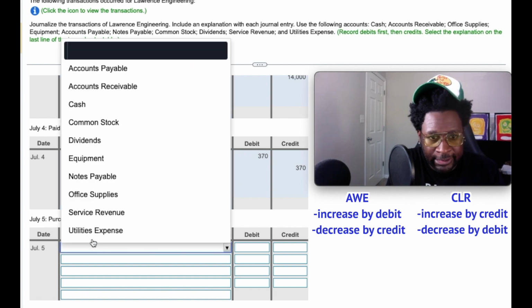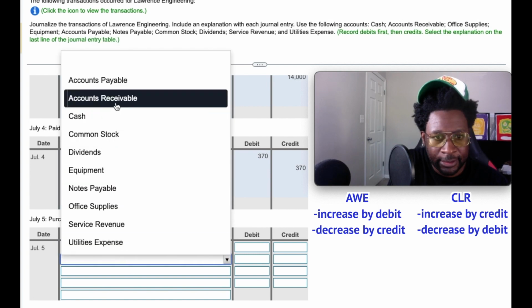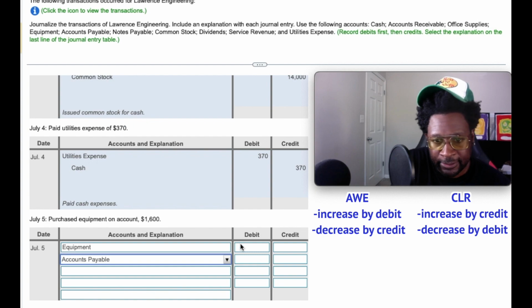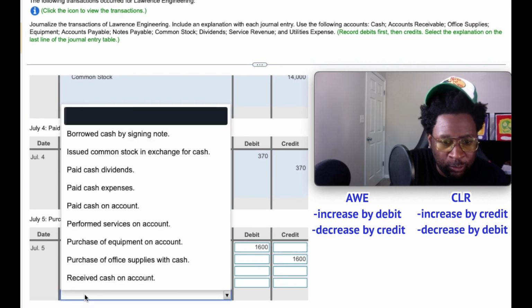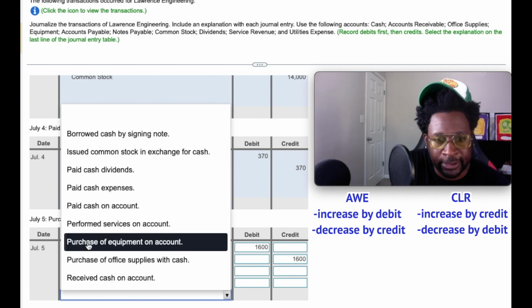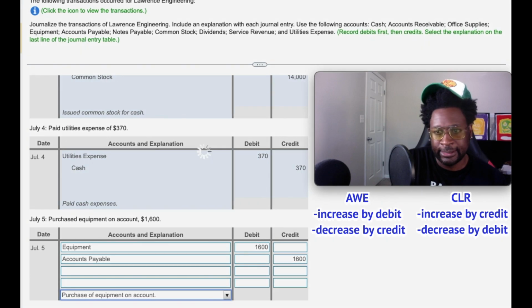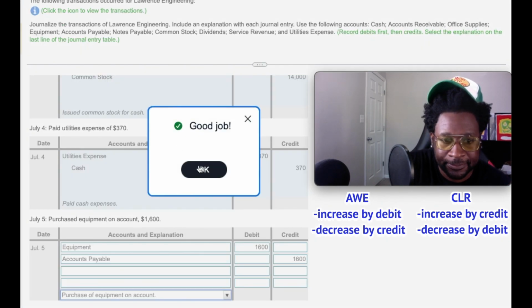Therefore, we're going to debit equipment, and we're going to credit accounts payable for $1,600. And the explanation will be, we basically bought equipment on account, right? So we're going to check that answer. Bags all day. Let's get it.